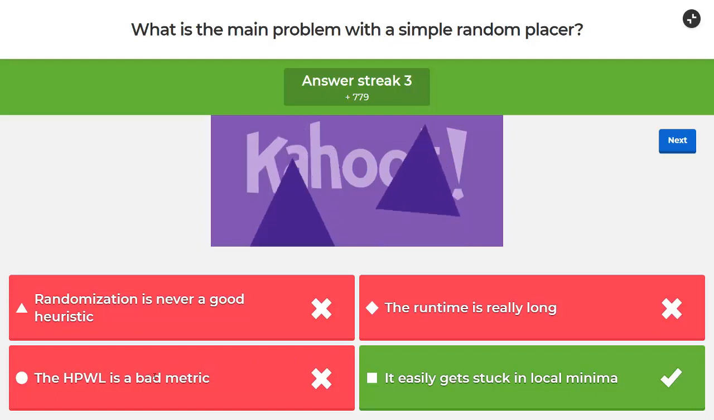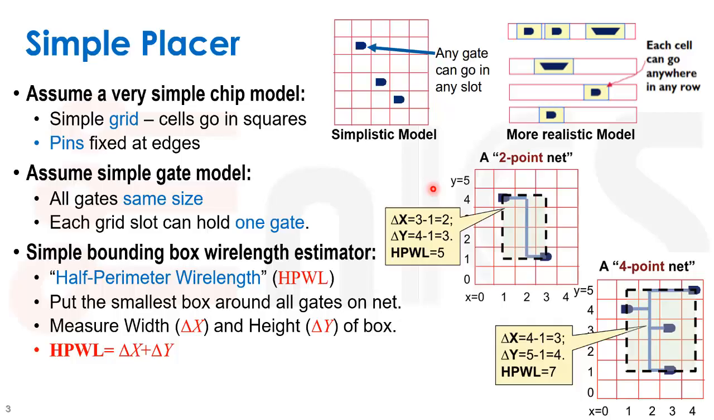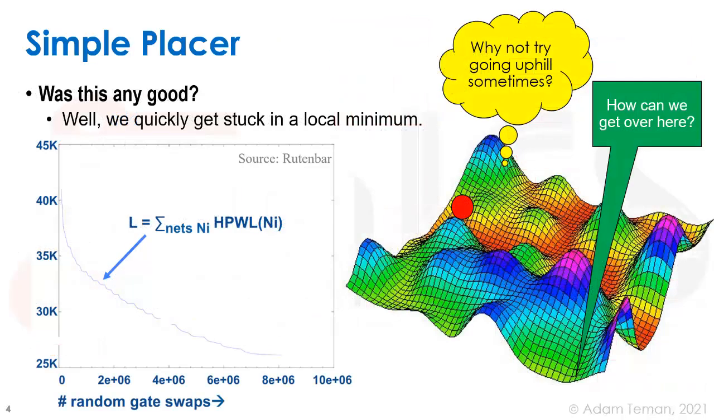Is HPWL a bad metric? No, actually, I think it's a pretty good metric, as I showed before. So the answer is that it easily gets stuck in local minima. And really, that is the problem that we have here. So let's look at our graph. We tend to show this problem with minimization and optimization in a 3-dimensional or maybe a 2-dimensional type of space, because more than that, we can't visualize it.